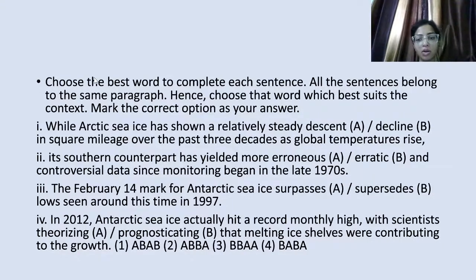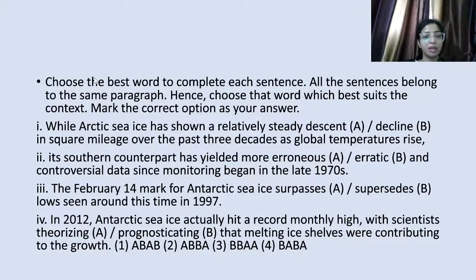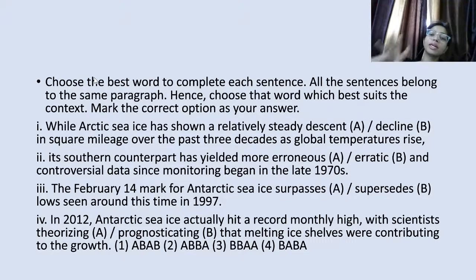Okay, so now let's look at each of the options. So while Arctic sea ice has slowly shown a relatively steady descent, तो डिसेंट का मतलब होता है कि ऊपर से नीचे आना, सॉर्ट ऑफ डिक्लाइन, और डिक्लाइन का मतलब होता है रिडक्शन इन साइज और वॉल्यूम. ठीक है, तो हम पहले ऑप्शन पे जाते हैं ए. ए के साथ क्या क्या है, डिसेंट है या डिक्लाइन है? पहले पे है डिसेंट.